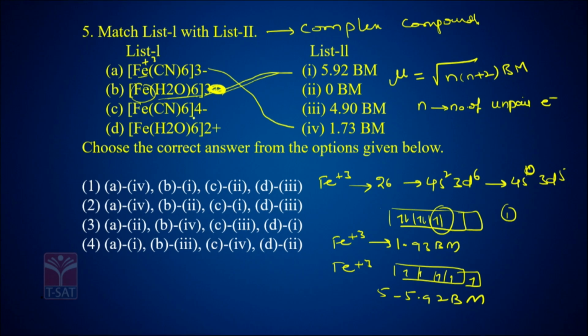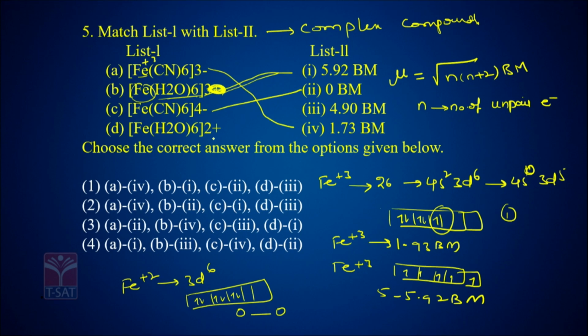Fe(CN)6 4 minus means Fe is in plus 2 oxidation state, 4s0 3d6. CN is a strong field ligand, so all electrons are paired, no unpaired electrons, 0. 0 into 0 plus 2 is 0. So that is 2, and D is the 4th one. So which option is correct? The first option is correct.